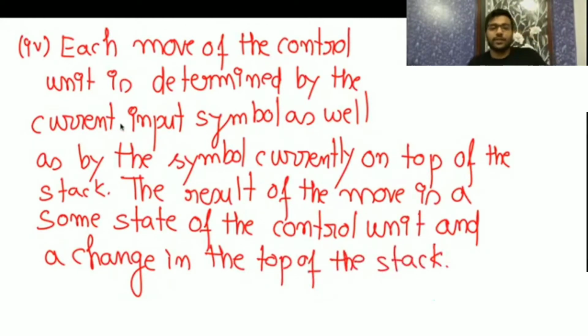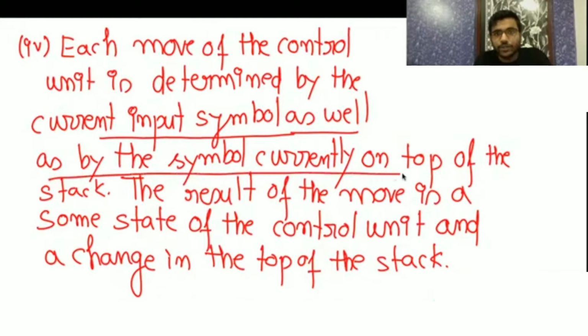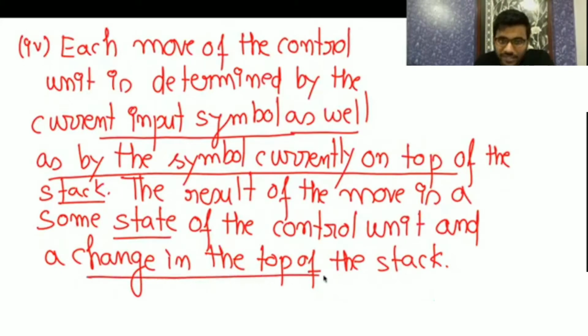Each move of a control unit is determined by the current input symbol as well as by the symbol currently on the top of the stack. Those two things decide the move of the control unit, meaning the move of the state. The result of the move is some state: it will go either to the same state or to some new state of the control unit, and it will always change the top of the stack.